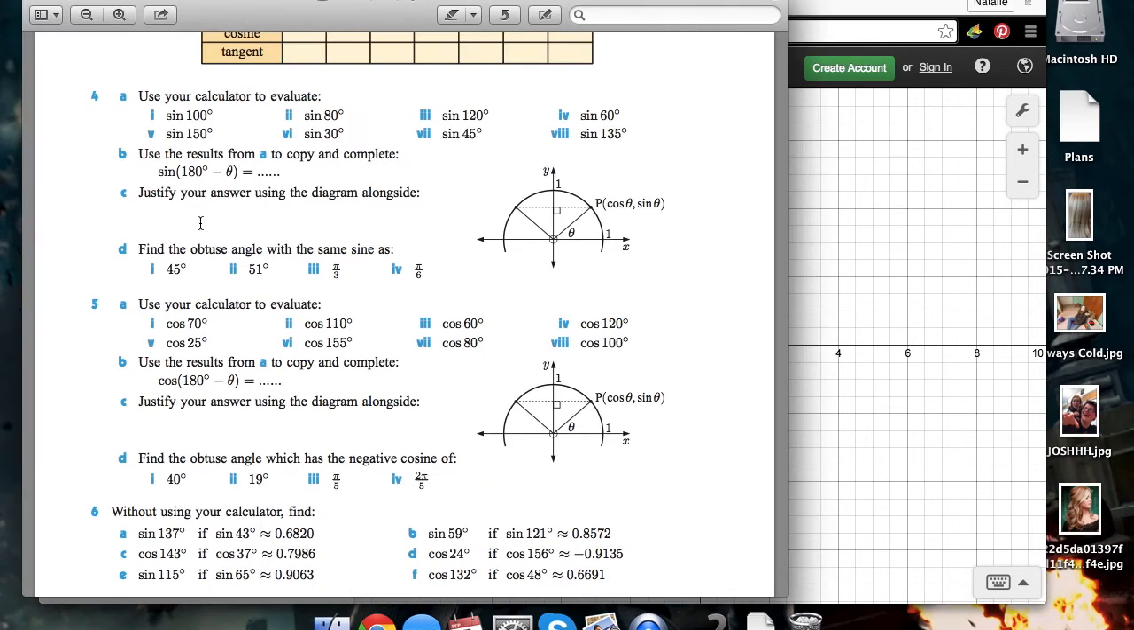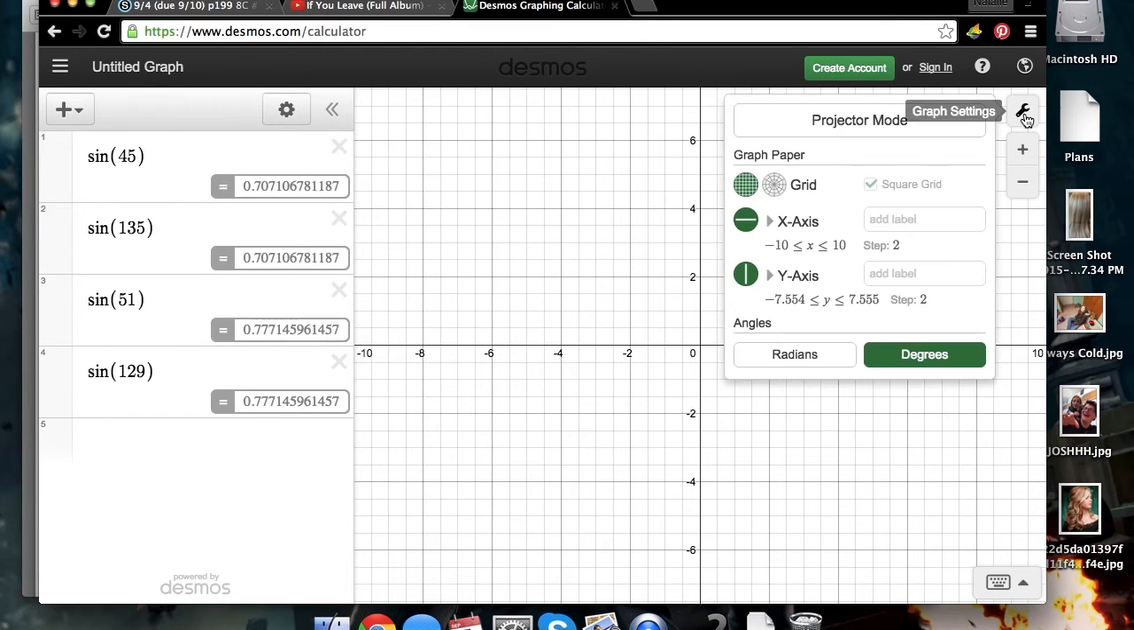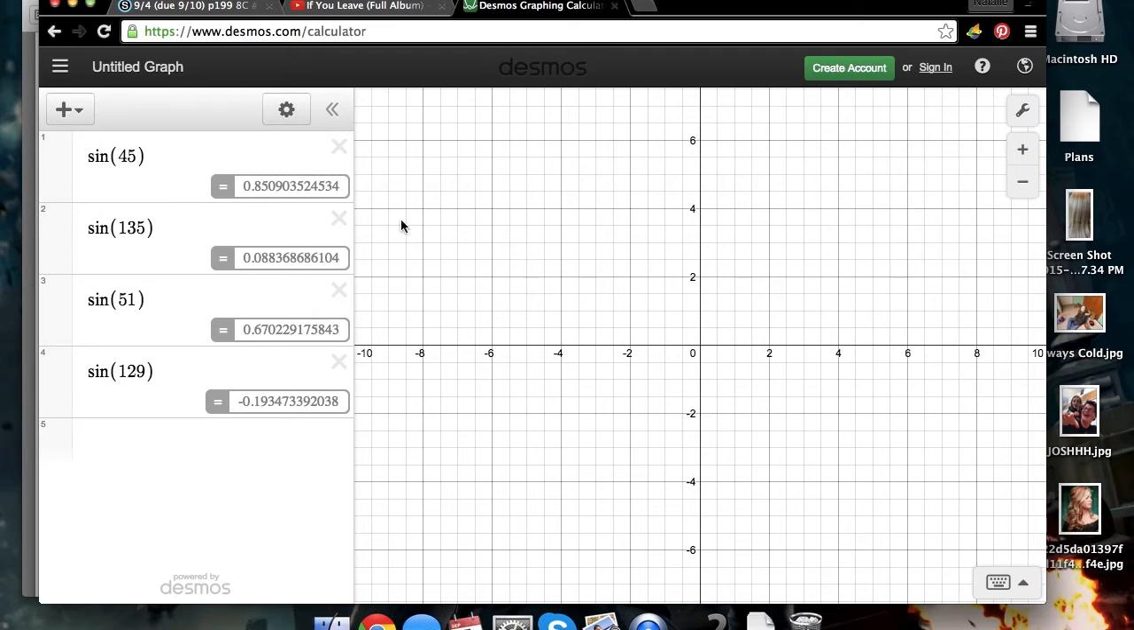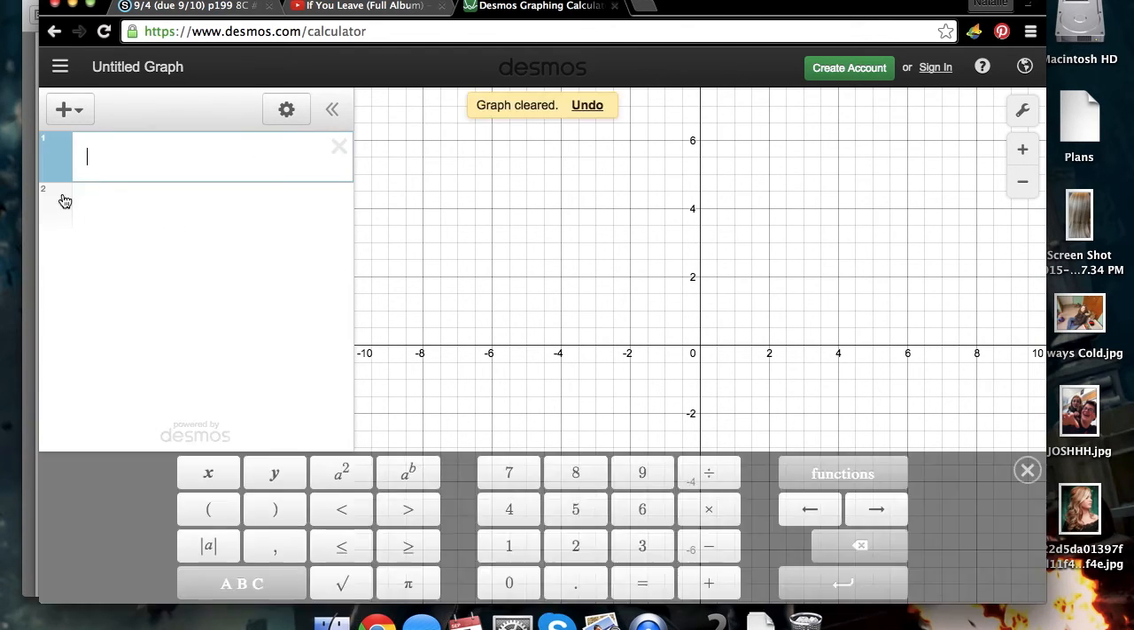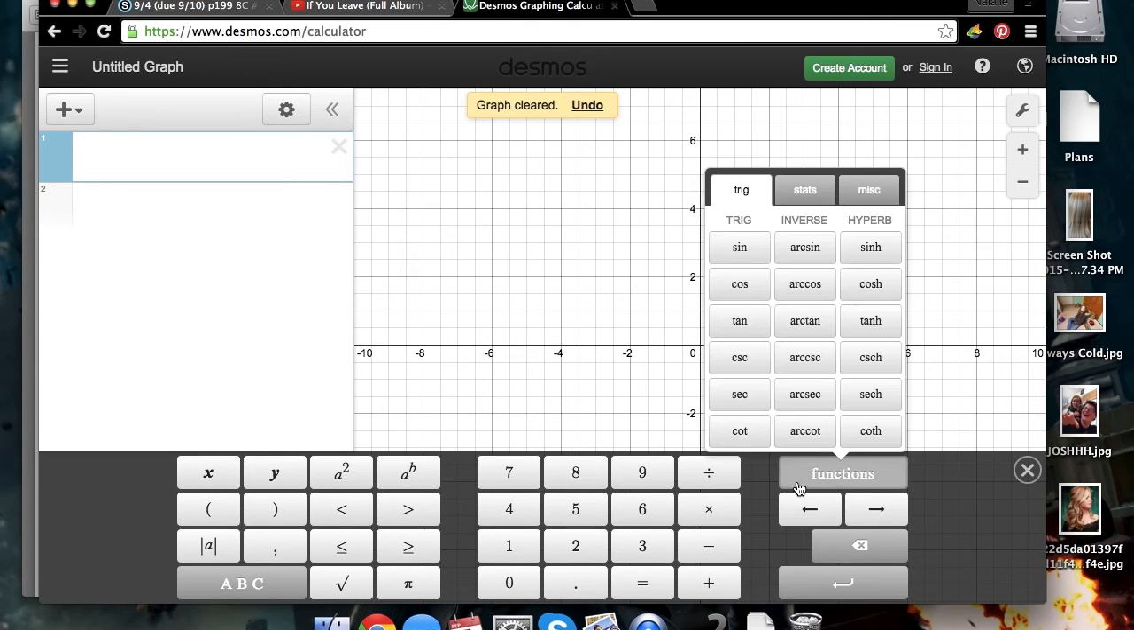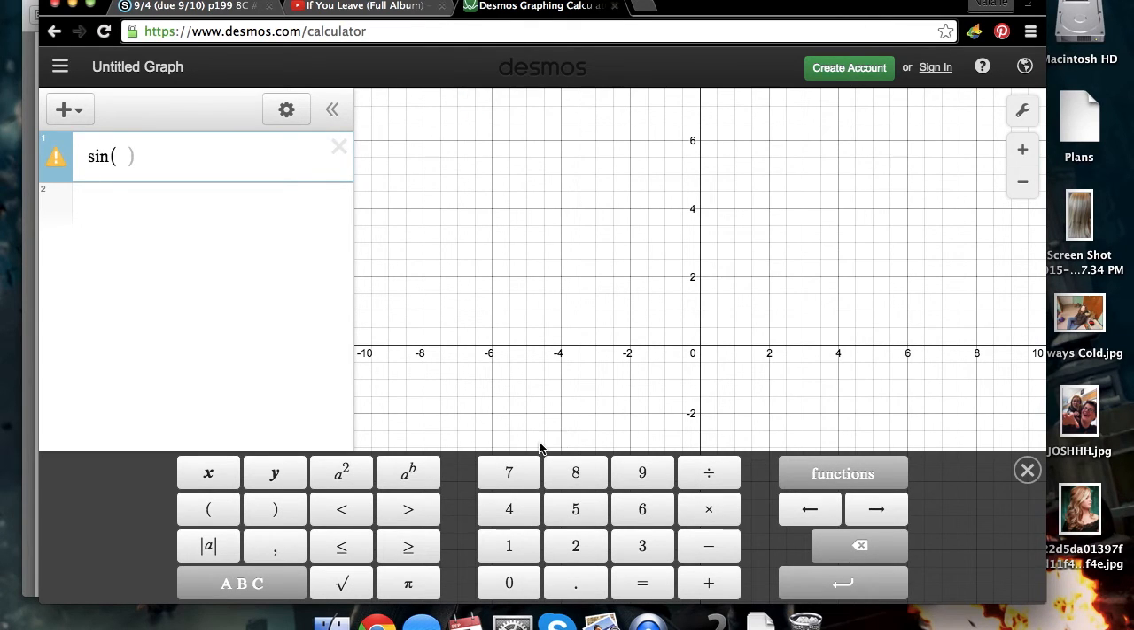Now I'm going to find the obtuse angle with the same sine as pi over 3. So what I'm going to do first is change my graph settings to radians, and delete all of these because those are no longer the right answers. So I'm going to go to functions, sine, and what was it, pi over 3? Yeah, pi over 3.